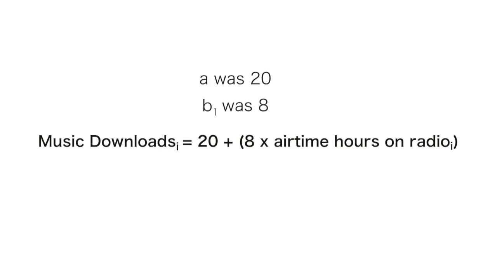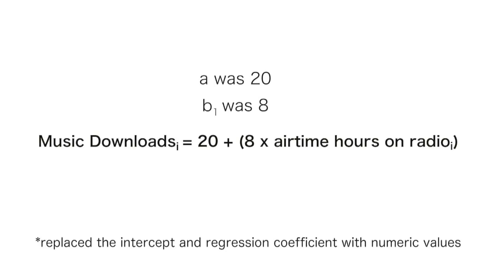For example, suppose that A was 20 and B was 8. Our model would be music downloads is equal to 20 plus 8 times airtime hours on radio. Note that I've replaced the intercept and the regression coefficient with numeric values. Now we can make a prediction. If a particular song received 5 hours of airtime on the radio, we can replace the airtime hours on the radio with this value and solve the equation for how many music downloads of this song there will be.